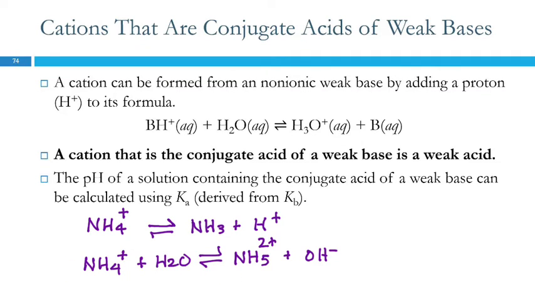NH5 2+ doesn't exist. Okay, so look at the conjugate. This is a weak base. That means this is a weak acid. So they just matched up like that. What, the NH3? No, it doesn't. The NH3 doesn't have a negative because this had a positive. So when we took one positive away, we're left with neutral.